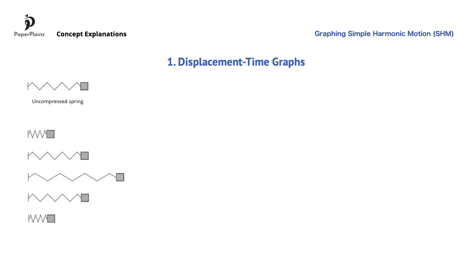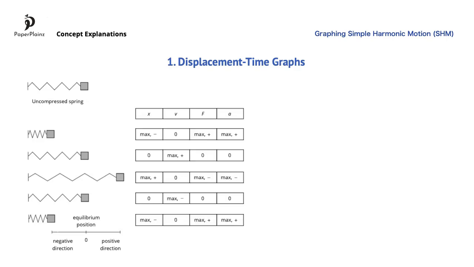We use the simple scale to show the equilibrium position, the negative direction, and the positive direction. Afterwards, we created a table to describe x the displacement, v the velocity, f the force, and a the acceleration at these 5 different positions during an oscillation.